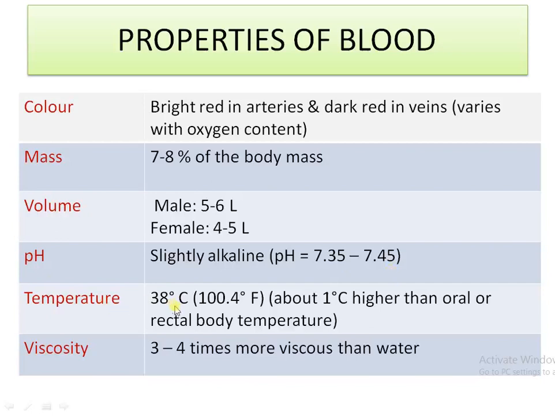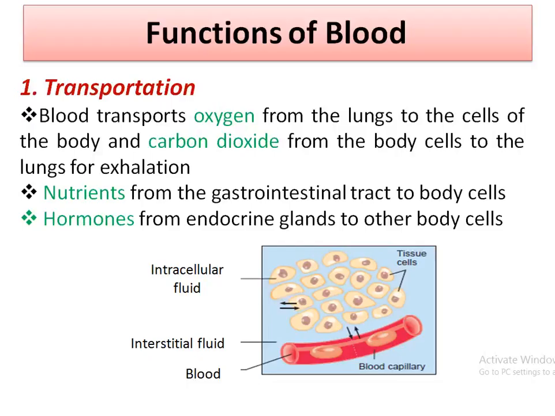Temperature of blood is 38 degrees Celsius or 100.4 degree Fahrenheit, which is about 1 degree Celsius higher than oral or rectal body temperature. Blood is 3 to 4 times more viscous than water due to the presence of cellular components and dissolved solutes. So what are functions of blood? It helps in transportation, regulation and protection.